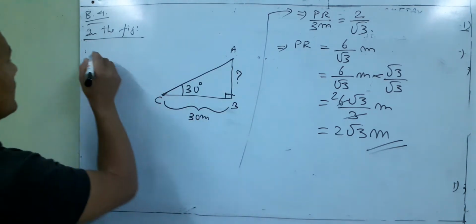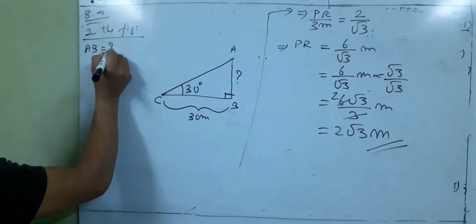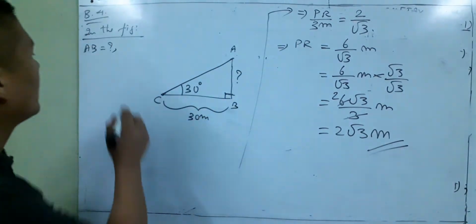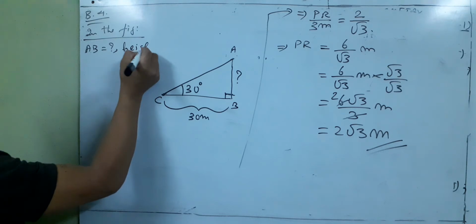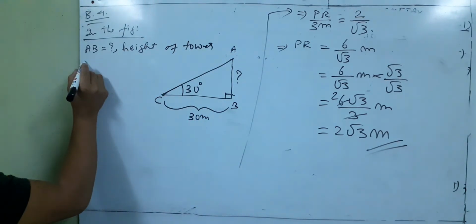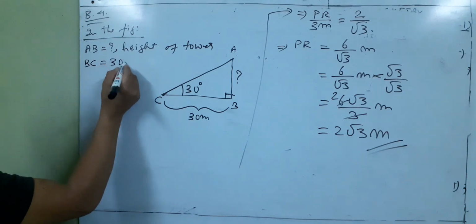This height of the pole is what they're asking. AB is equal to question mark. The question mentions this one as tower, sorry, not pole. Height of the tower, that is what the question is asking. Height of tower. Then BC is equal to 30 meters.